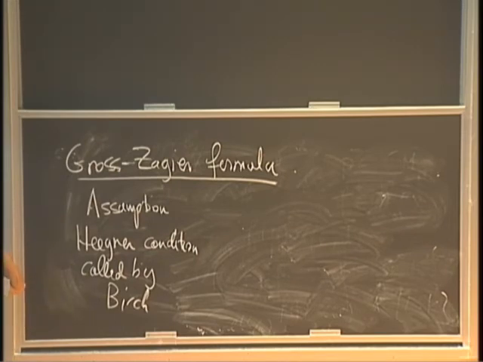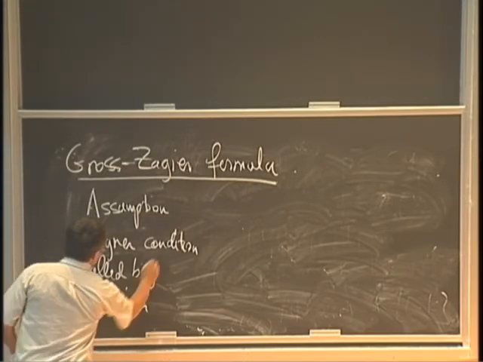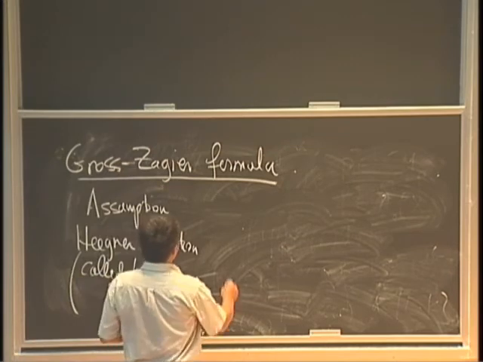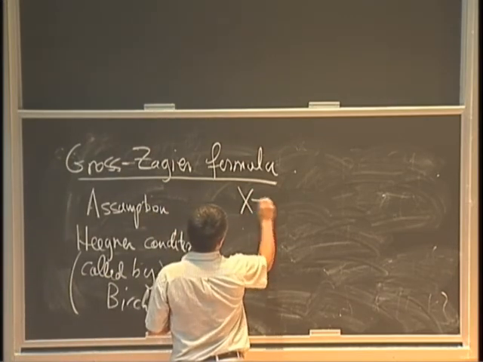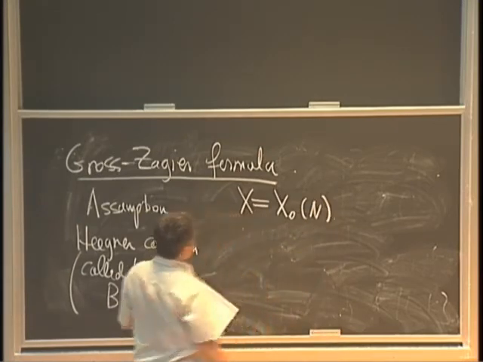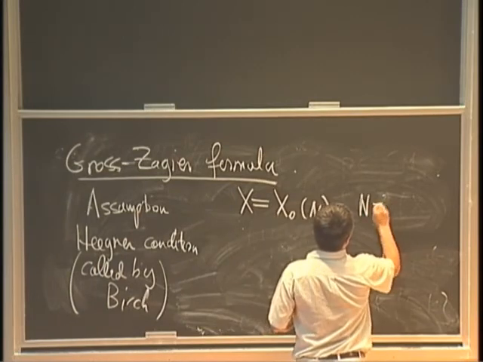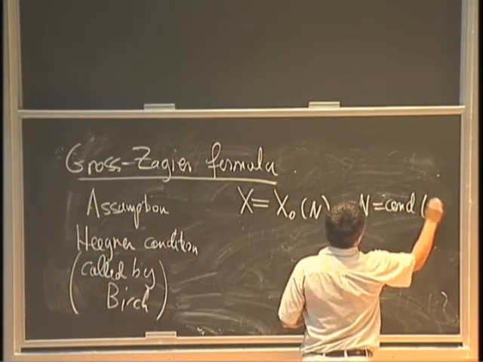It's edited by me and Henry Darmon. That's for the MSRI workshop in 2001, where we go through all this historical part. So in this assumption, first of all, you want X_0(N). We only consider this kind of elliptic curve. This N is the conductor of E.